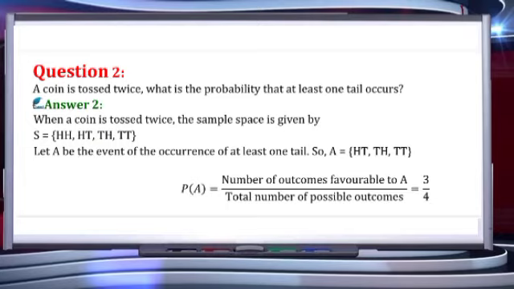We know that when a coin is tossed twice, the sample space is given by head-head, head-tail, tail-head and tail-tail. That is a total of 4 outcomes. But our favorable outcomes for getting at least one tail are either head comes then tail, or first tail comes then head, or the last one, that is both tails. So the probability of A, that is getting at least one tail, is equal to 3 by 4.